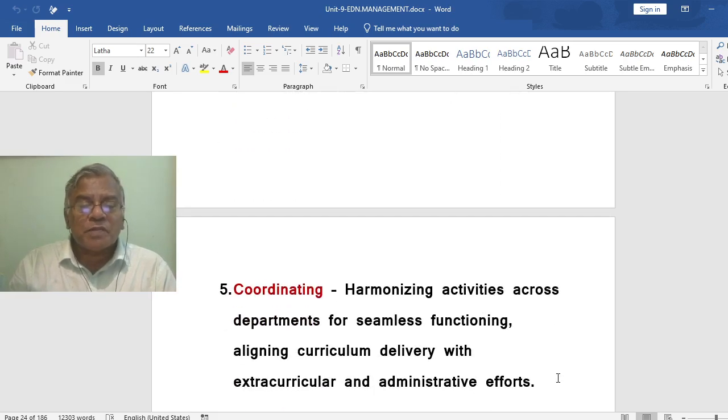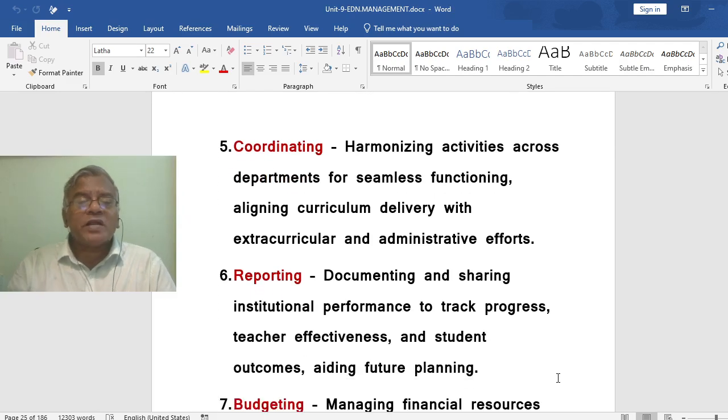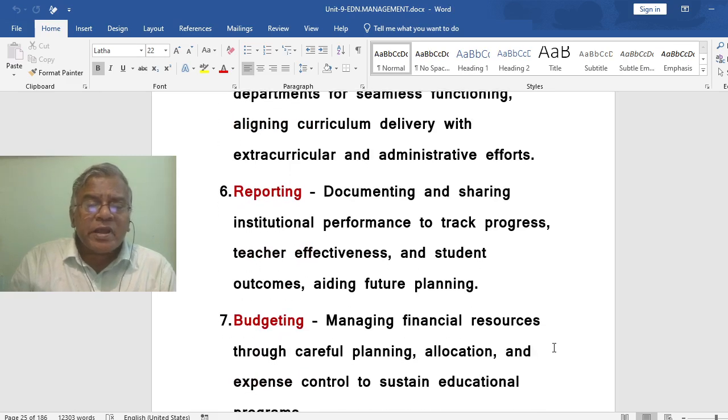That is the function of directing. What is the function of coordinating? That is harmonizing activities across departments for continuous functioning, aligning curriculum delivery with the extracurricular and administrative efforts. What is the function of reporting? Documenting and sharing institutional performance to track progress, teacher effectiveness and student outcomes, aiding future planning.